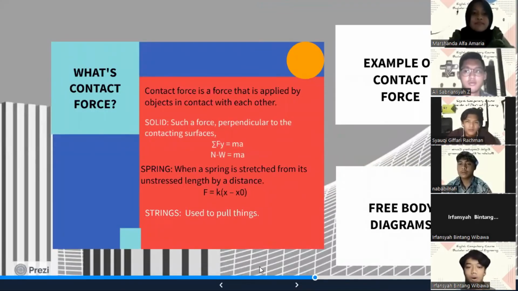What is the contact force? Contact force is a force that is applied by objects in contact with each other. There are three contact forces that we will discuss: solid, spring, and string.